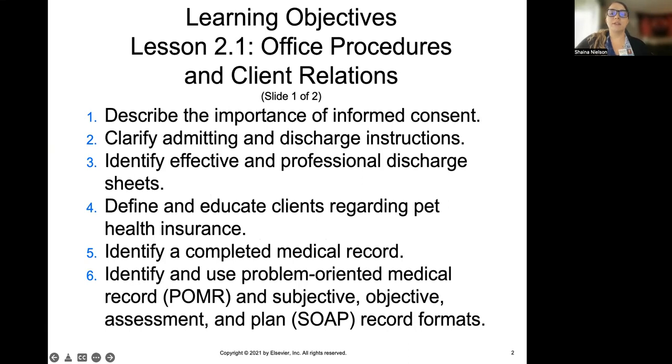So we will get into a little bit, kind of diving into reception duties, because it goes into a lot of what we do when we're talking with clients, educating clients, admitting and discharging clients and patients. So a lot of what we do, yes, we work with animals, but gosh, we talk with people all the time. And if we don't have that good communication with our pet owners, we aren't going to be able to do anything medically for that pet.